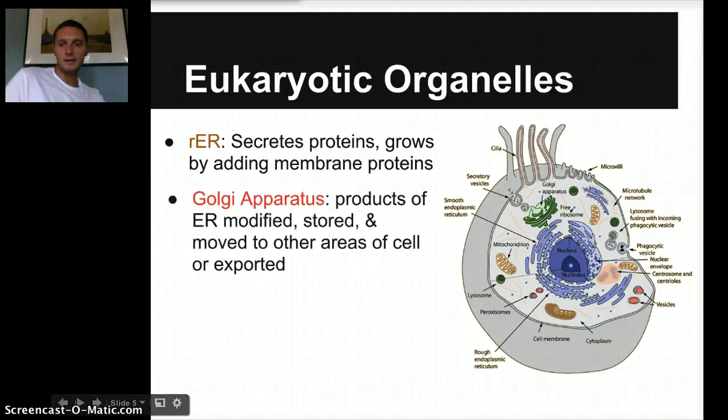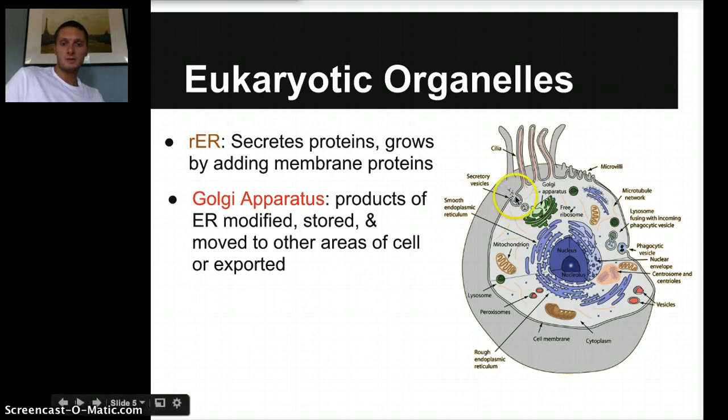The Golgi apparatus, located right here in our diagram, takes in products of the ER and modifies them to some degree. It stores them for a period of time, and then it usually moves them to other areas of the cell, or it will export them out of the cell.